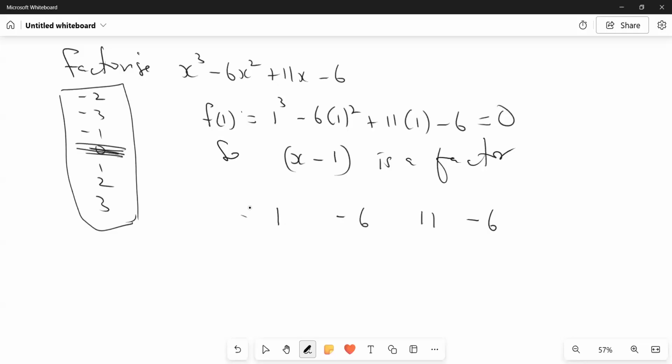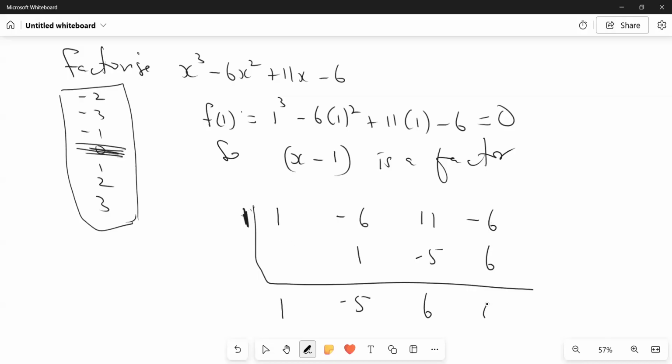All right, so let's go back to our long division here. Put it like this. Some textbooks will do it differently. So if x minus 1 is a factor, we put 1 here, right? So we bring down this 1. 1 by 1 gives you 1, and you add these two, you get -5. 1 by the -5 gives you -5. You add these two, you get 6. 1 by 6 gives you 6. You add these two, you get 0, right?